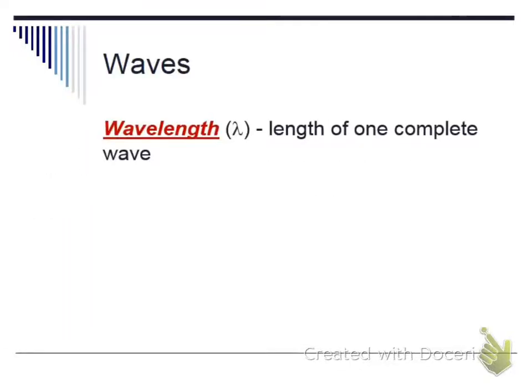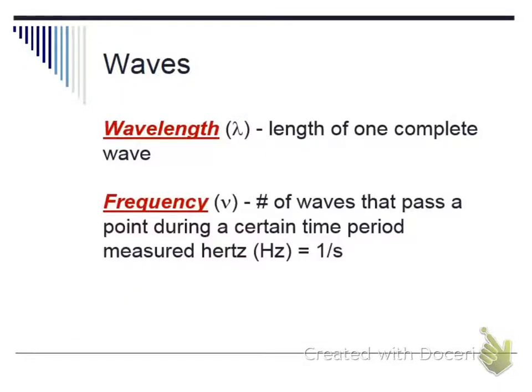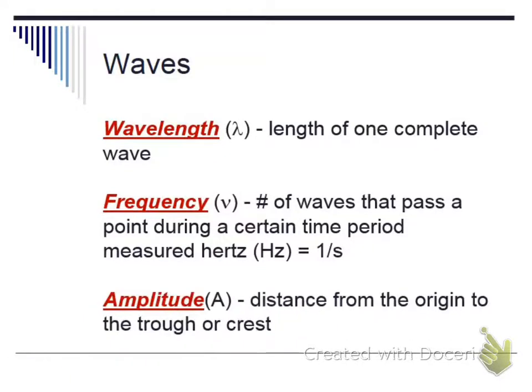Before we actually use the equations, we need to define some of the variables that are going to show up. The first one is wavelength. Wavelength is the length of one complete wave. This little funny symbol right here is called lambda. It is a Greek letter, and we use it to signify wavelength. Frequency is the number of waves that pass a point during a certain time period, and amplitude is the distance to the origin.